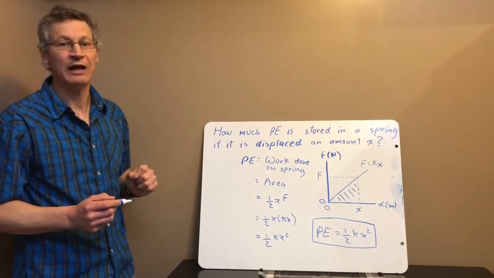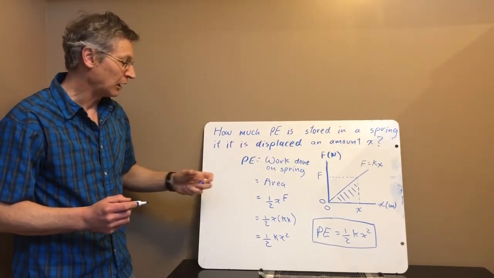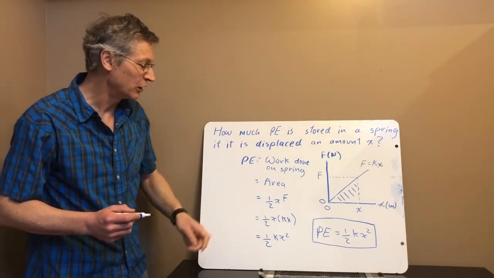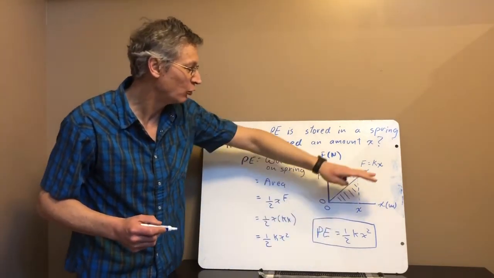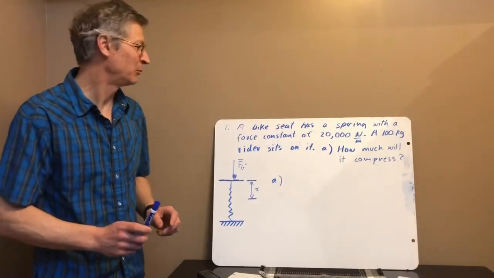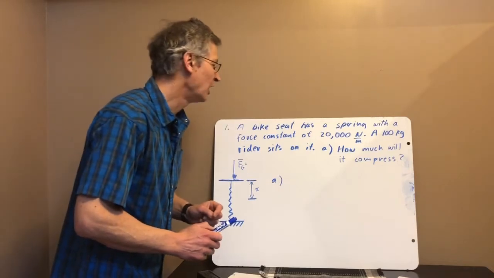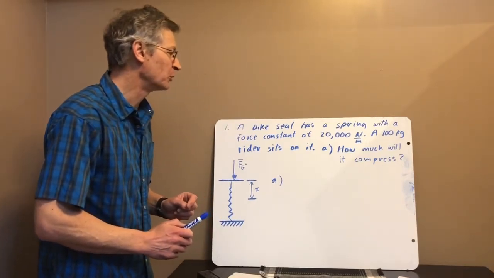What we're going to do now is take a quick look at an example or two where we're going to use this equation and maybe even that one. Here's the first example we want to do. A bike seat has a spring with a force constant of 20,000 newtons per meter.